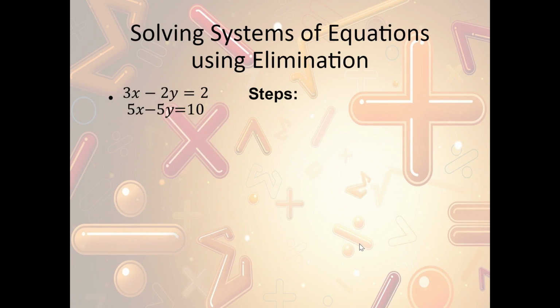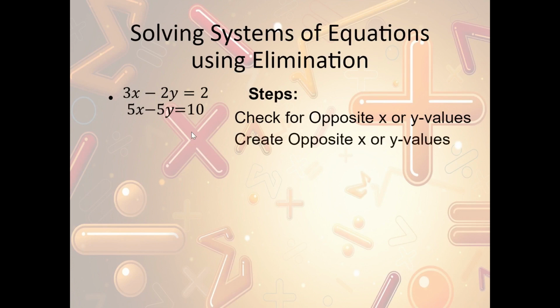Let's look at another example. We have 3x minus 2y is equal to 2, and 5x minus 5y is equal to 10. So again, I'm going to check for opposite x or y values. 3 and 5 are not opposites, and negative 2 and negative 5 are not opposites. So I need to create opposite values. Again, I can pick the x's or the y's, it doesn't matter. I'm going to go ahead and choose my x values. So I'm going to multiply this one by negative 5, and this one here by 3. So that gives me negative 15x and positive 15x.